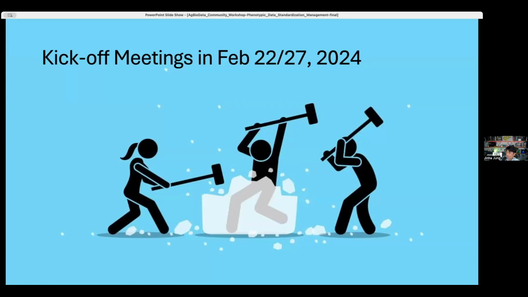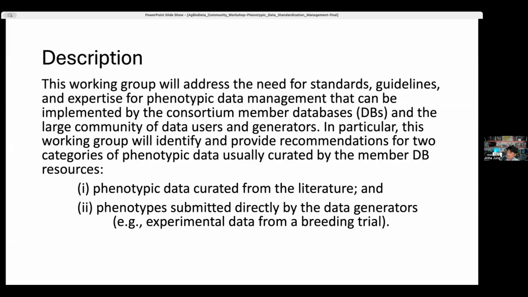We started the kickoff meeting with self-introductions. And this is the description that we initially developed when we sent out the survey to gauge who might be interested. I'm going to go through this description so that everybody understands what this working group is about. This working group will address the need for standard guidelines and expertise for phenotypic data management that can be implemented by the consortium member databases and the large community of data users and generators.